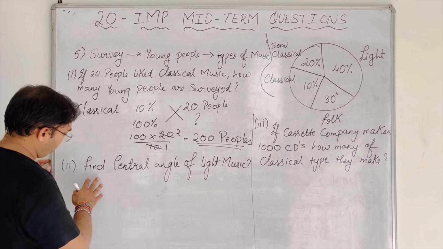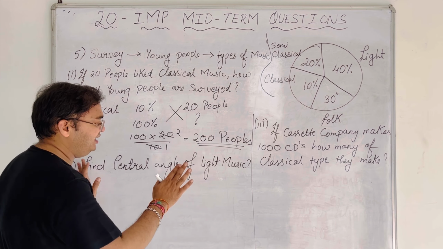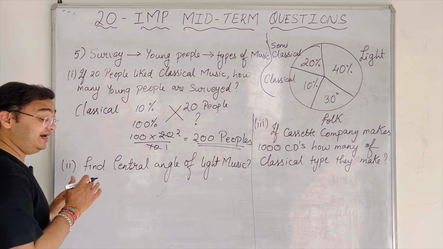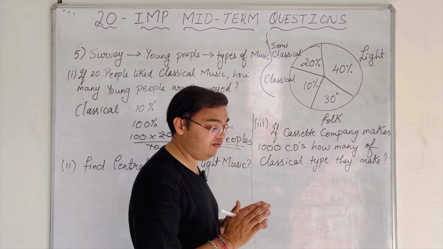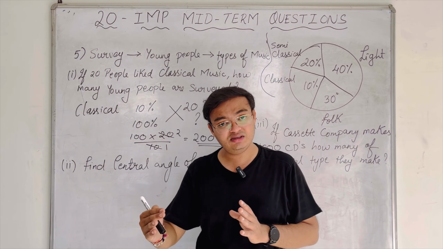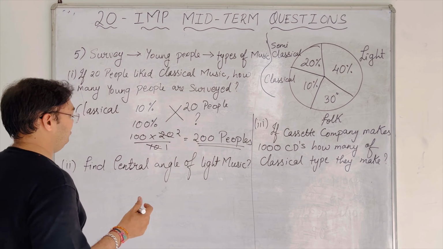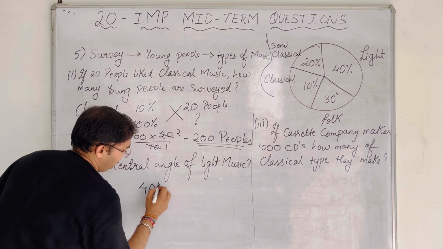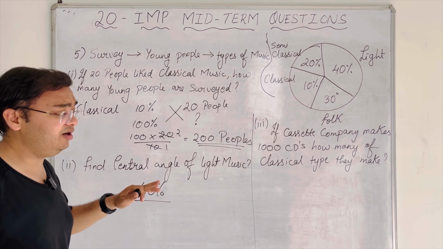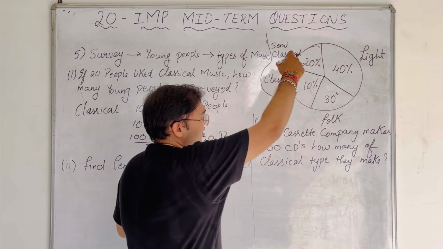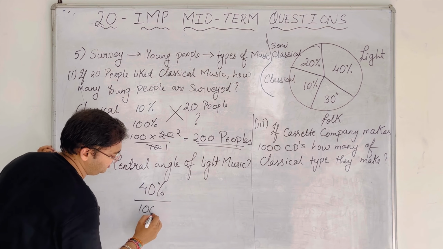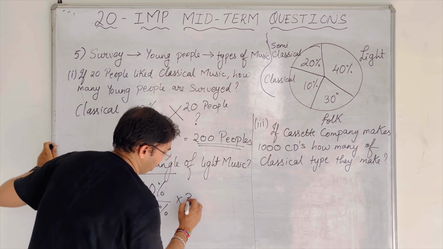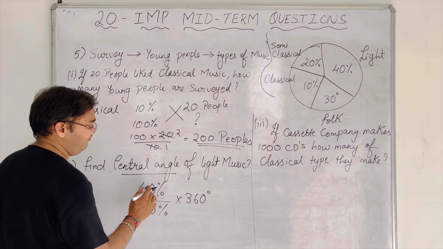Moving to the second question, find the central angle of the light music. Now light music has 40 percent. That means for the central angle, I told you that it is like in probability, number of favorable outcomes upon total number of outcomes. Same way, number of favorable outcomes, light music is my favorable outcome, and that is 40 percent upon the total number of outcomes. This whole pie is 100 percent, so total outcome is 100 percent. As we are finding the central angle, and angle is always in degrees, we will multiply with 360 degrees. So it is very easy for us to do.